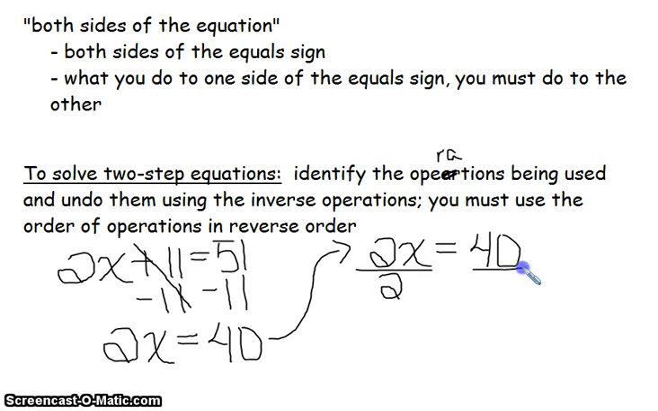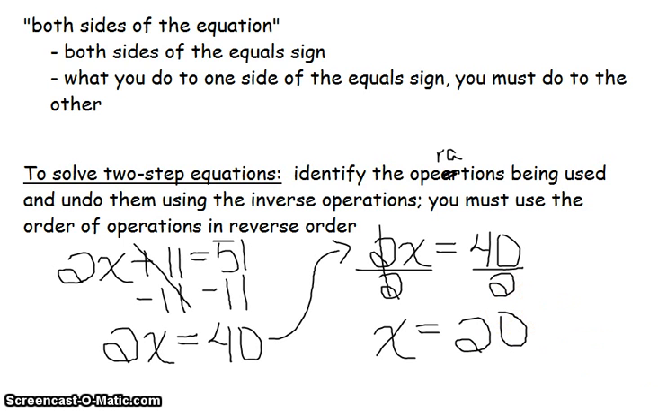So move to either side of the equal sign. Dividing by 2, 2 divided by 2 gives me 1. So I'm left with that 1x, which is necessary. You have to have that variable alone. Isolate the variable, which means get the variable by itself on one side. And then you have 40 divided by 2, which is 20. Very simple two-step equation.